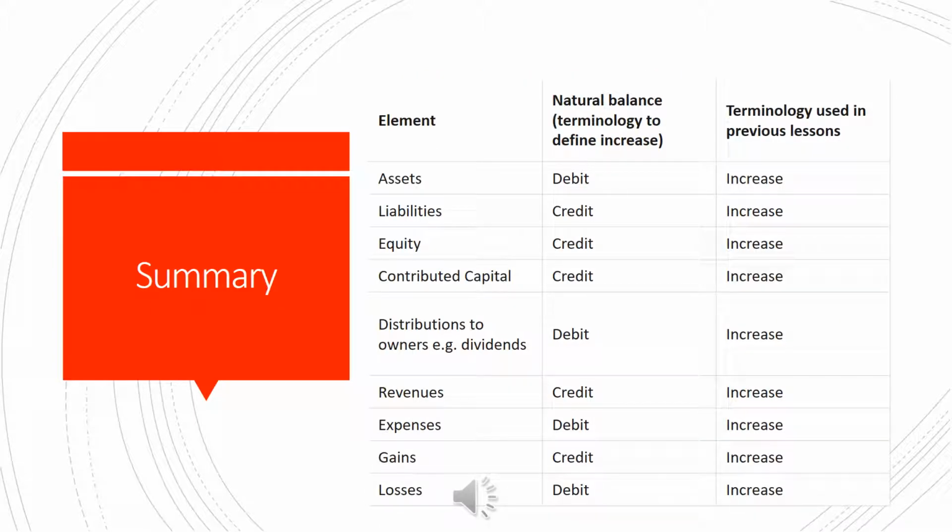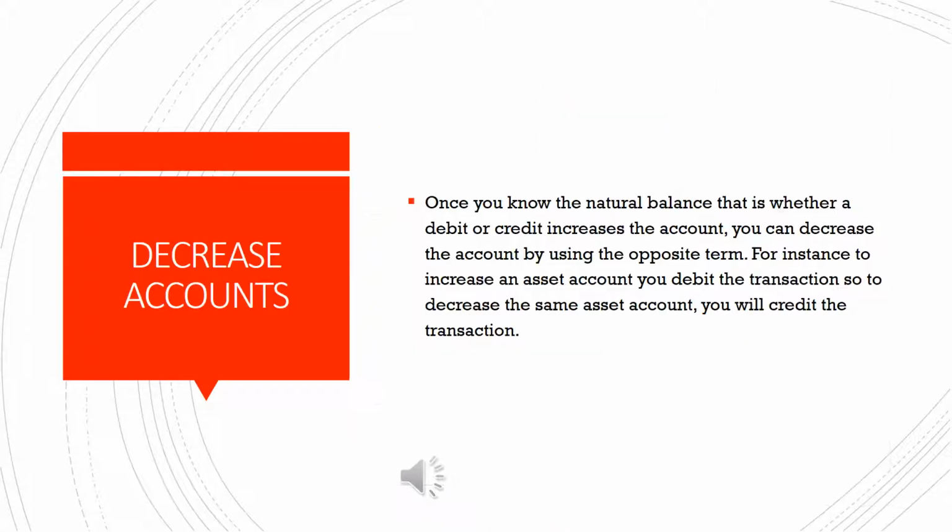So here's a summary. Once you know the natural balance, that's whether you debit or credit to increase an account, you can decrease the account by using the opposite term. For instance, to increase an asset, you know you have to debit it. Well, if I want to decrease it, I just do the opposite, which is to credit.